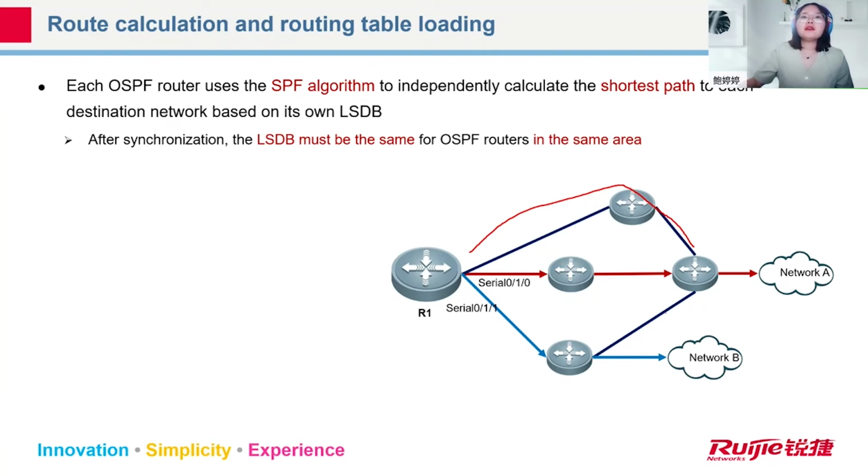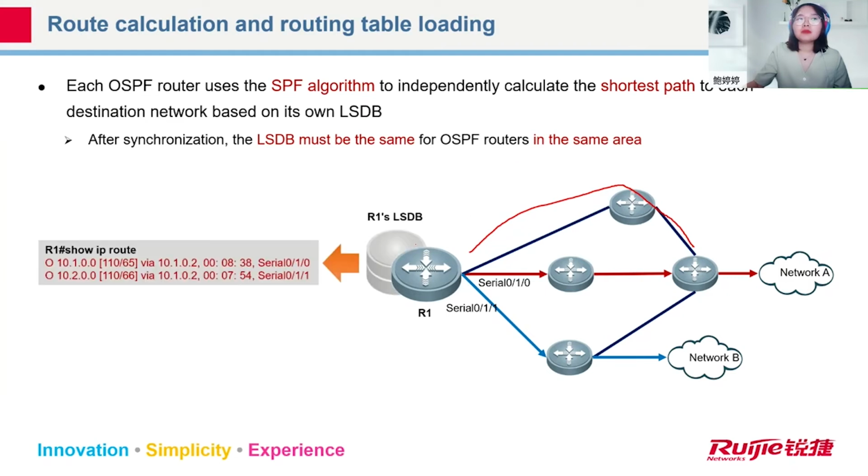Okay, and after we get the LSDB and finally the state will become full, we say now your network synchronization is successful, and the LSDB is the same in the same area. And the database in the same area, we will have the same database in different devices. Okay, so this one we have to know. The LSDB must be the same for OSPF routers in the same area.